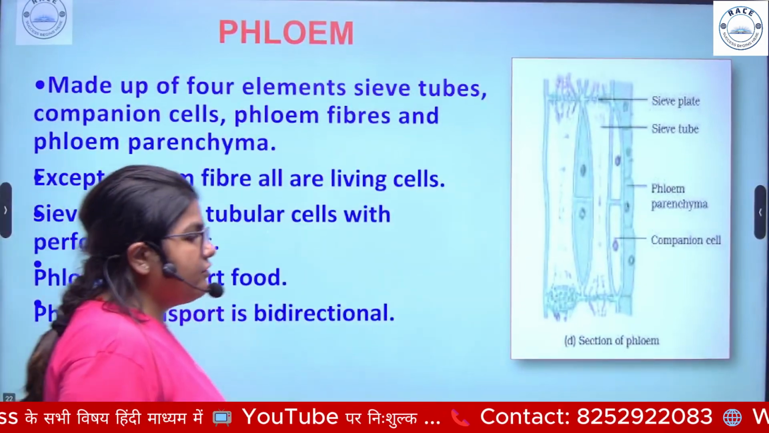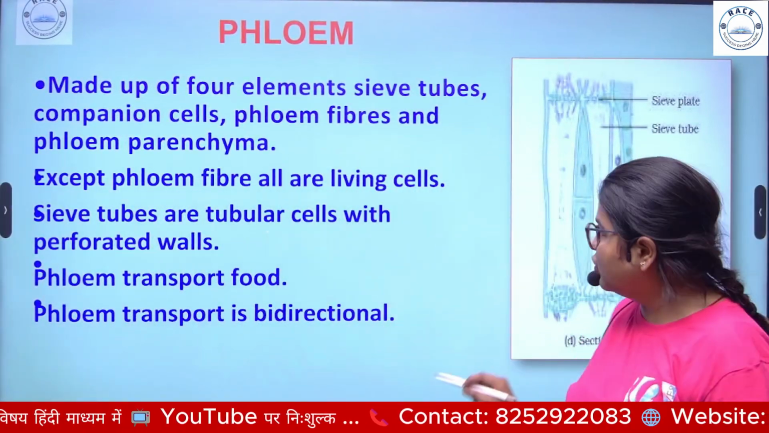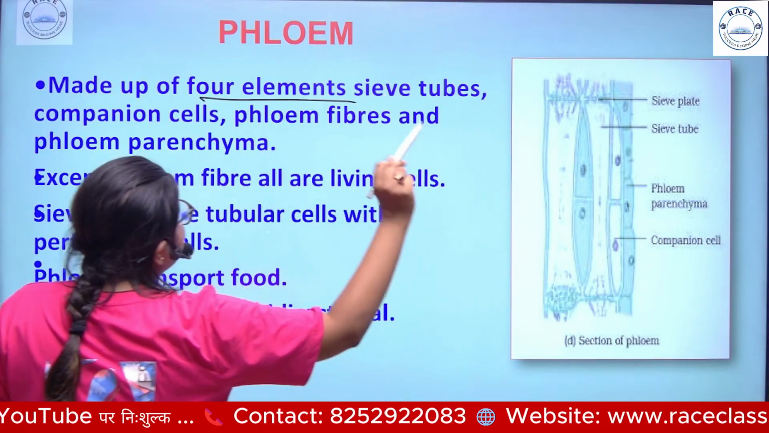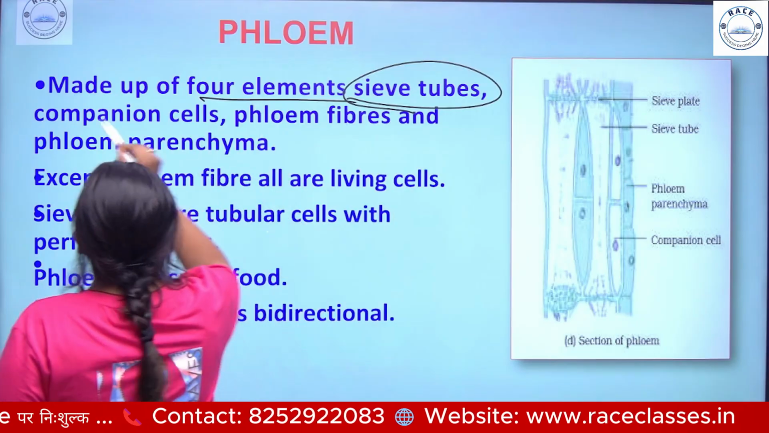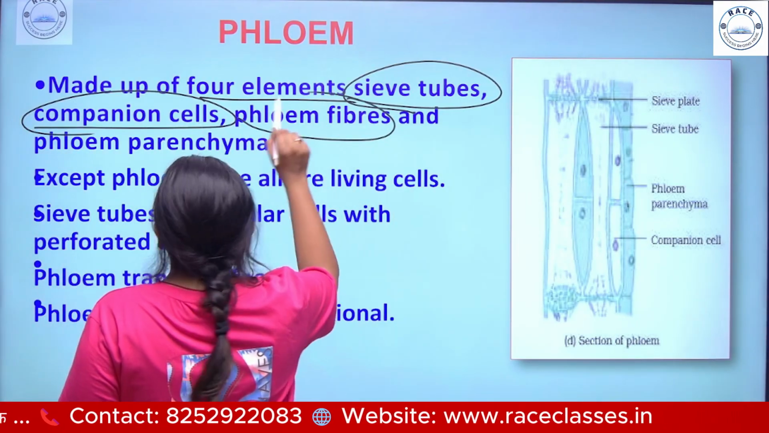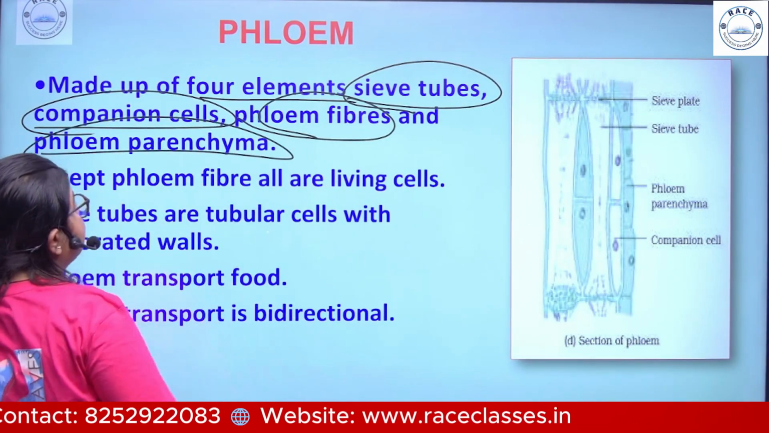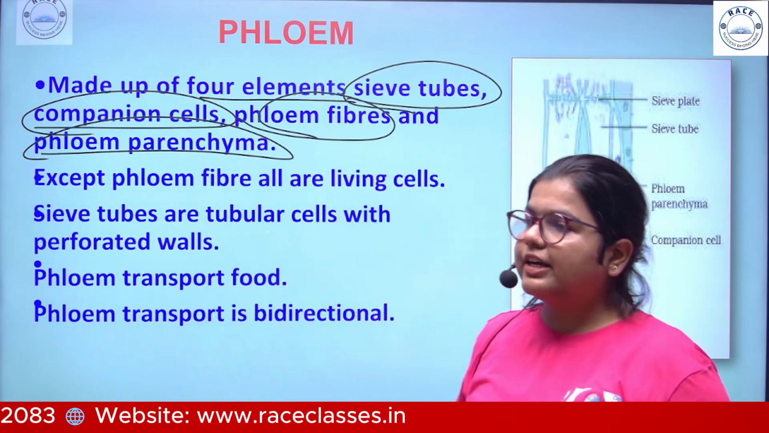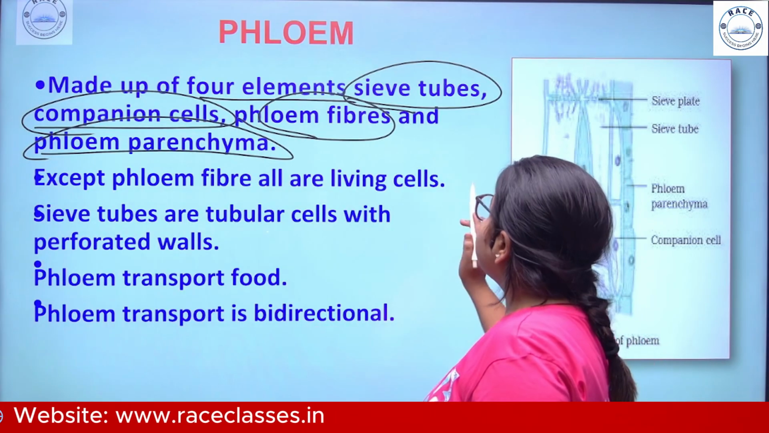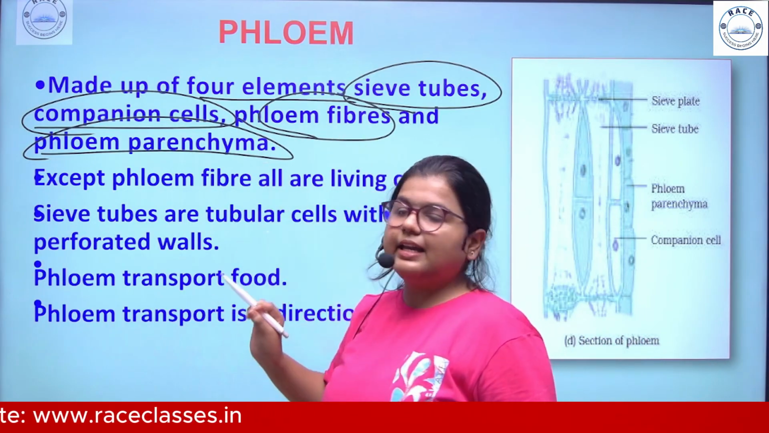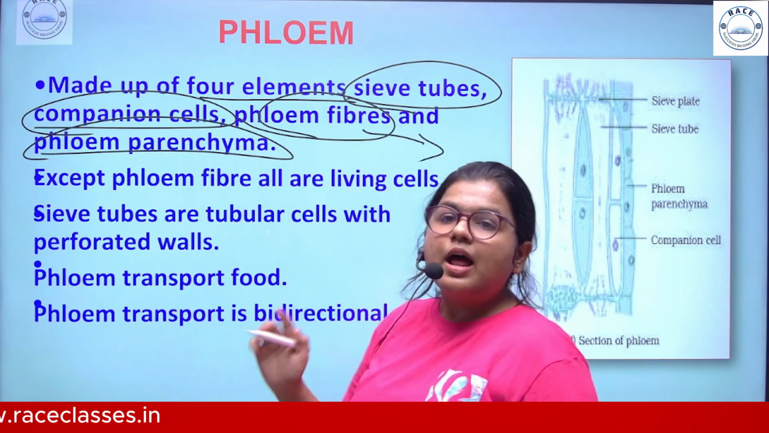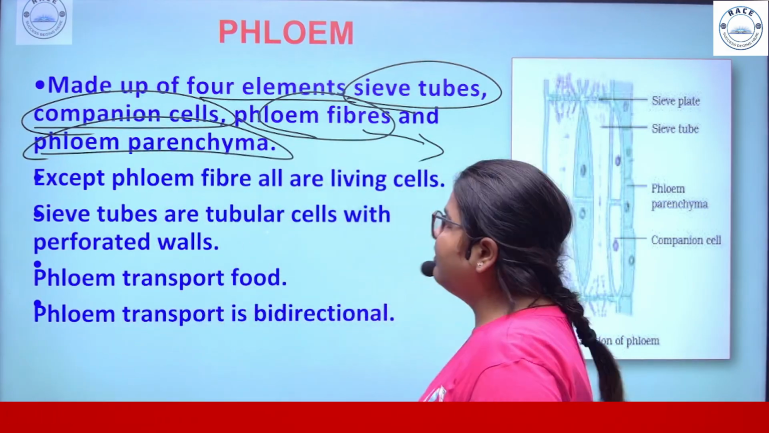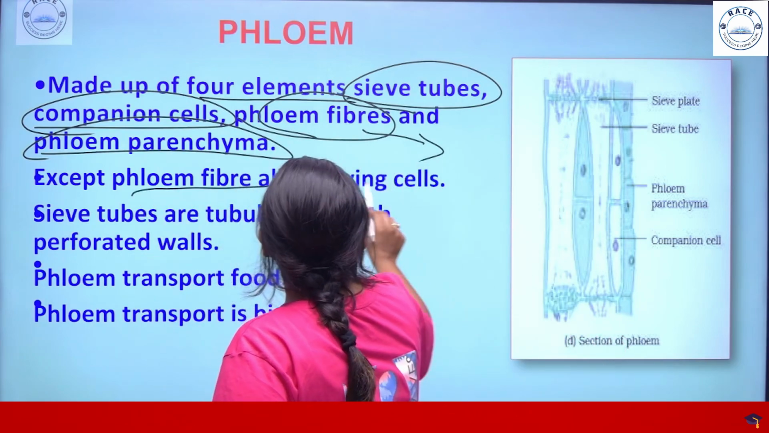Now let's talk about phloem, which helps in the conduction of food. Made up of 4 elements majorly: sieve tubes, companion cells, phloem fibers, phloem parenchyma. Here also parenchyma is going to be living, it is always living, and it is helping in the storage of food. But here the only dead element is the phloem fiber.